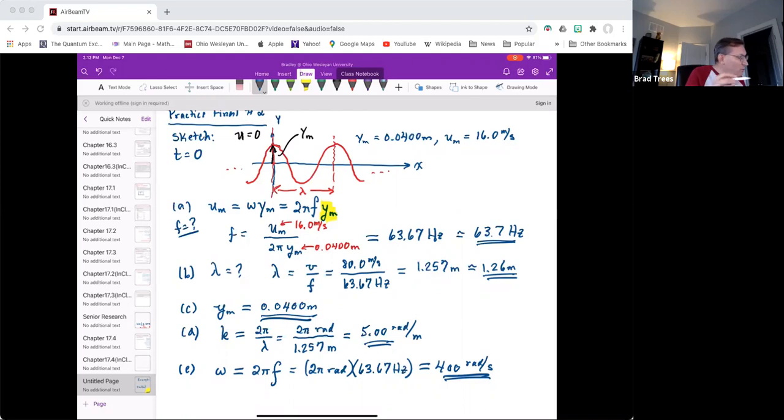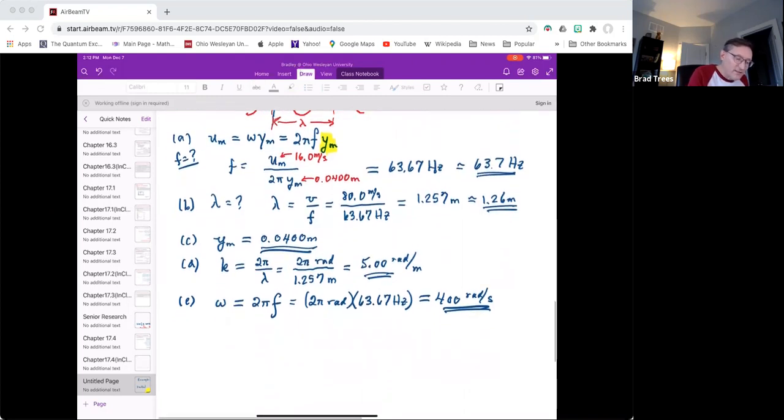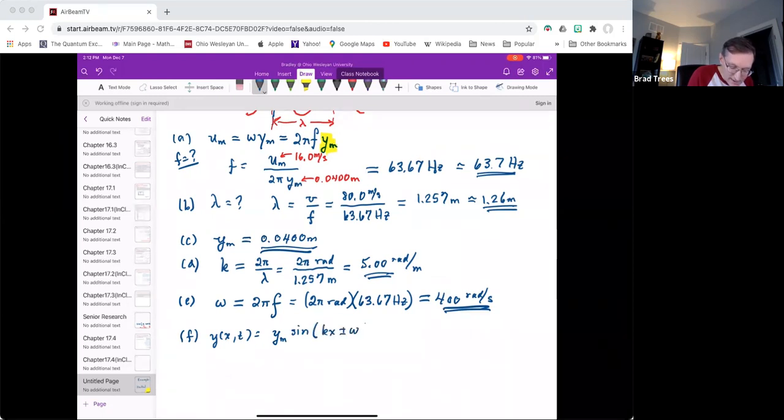Okay, next. What is the phase angle phi, including units? Okay, now here what you've got to note is we're told up at the beginning of the problem that the wave function, the function y of x comma t, is to be written like this: y max times sine of kx plus or minus omega t plus a phase angle phi.